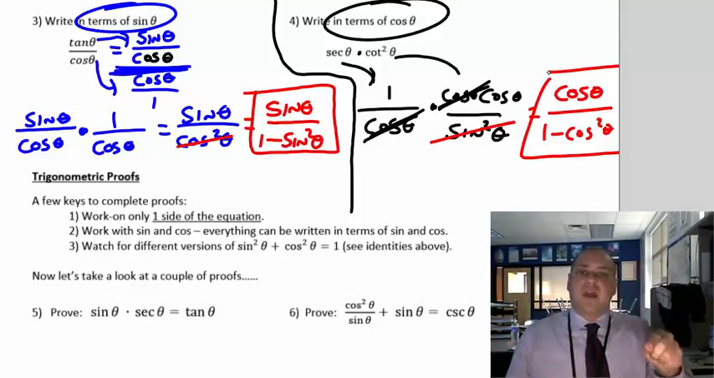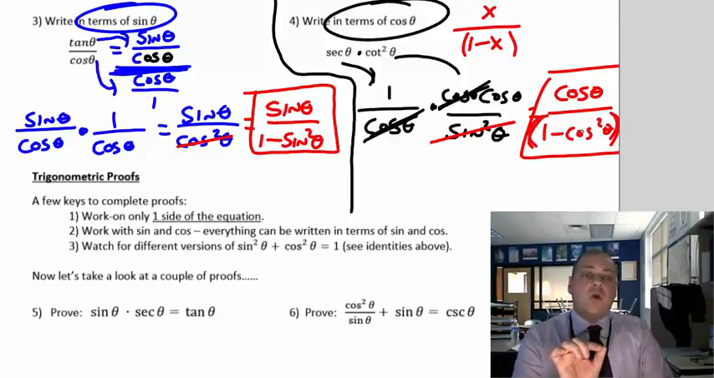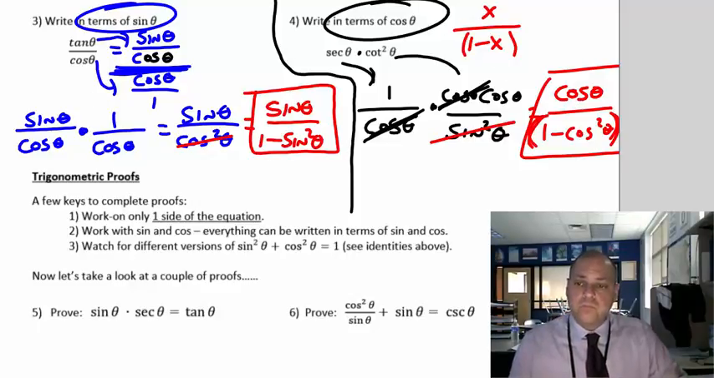I can't reduce a cosine because it's a binomial, 1 minus cosine squared. Just like if you had x over 1 minus x, you can't reduce those x's because 1 minus x is a binomial, right? So same thing here. 1 minus cosine squared is a binomial. You don't have a common factor, therefore you cannot reduce with a cosine on top, okay?